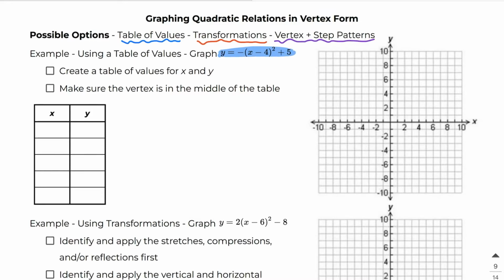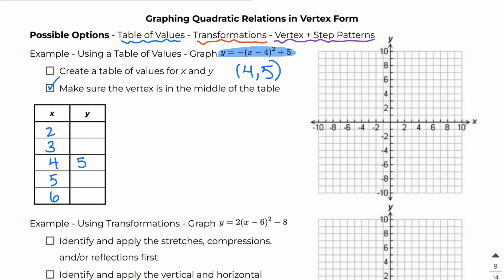So if you look here, it says to create a table of values for x and y. And if you can see here, it's already set up for us. And we have to make sure the vertex is in the middle of the table. So first thing I want to do is identify the vertex. We know the vertex would be a positive 4 followed by a positive 5 because the h value is positive 4, the k value is positive 5. So I'm going to put that in the middle of my table. Okay, then I'm going to just go up by 1s and down by 1s. The fact that this is a 5 here has nothing to do with the fact that this is a 5 here. It's just a coincidence, okay?